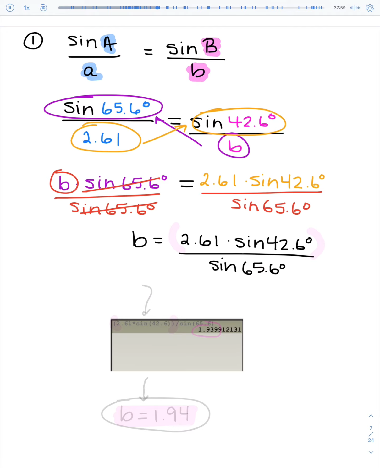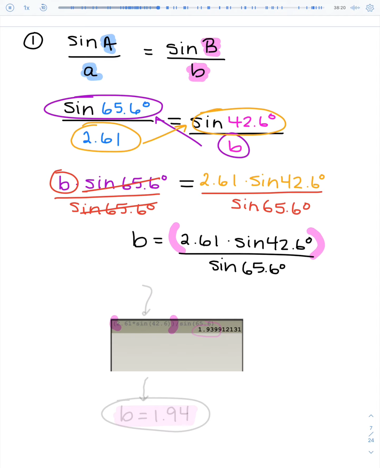So using our calculator, notice what we did is we put parentheses around the top part of our fraction that gets plugged in. You do notice that. And if you don't do that, again, order of operations will not give you the correct answer. So just be careful with that.